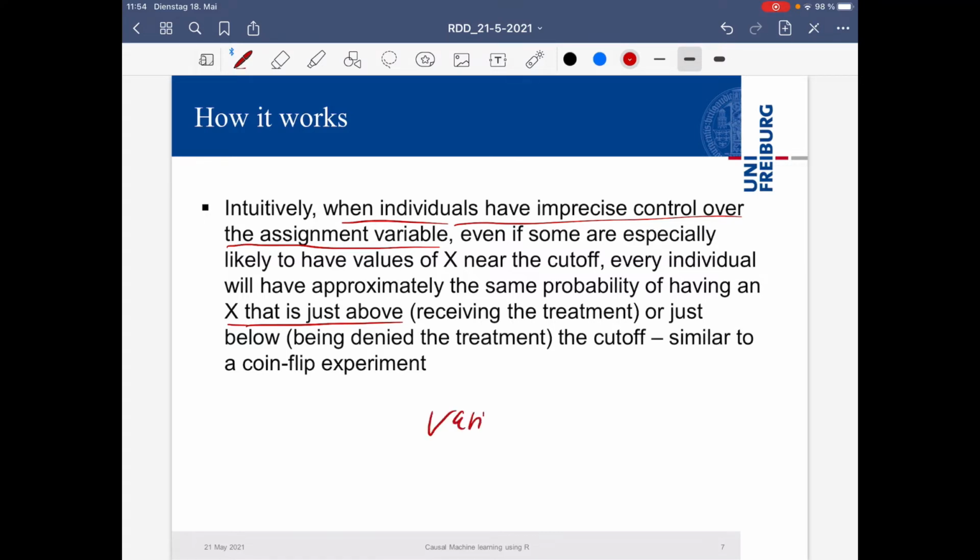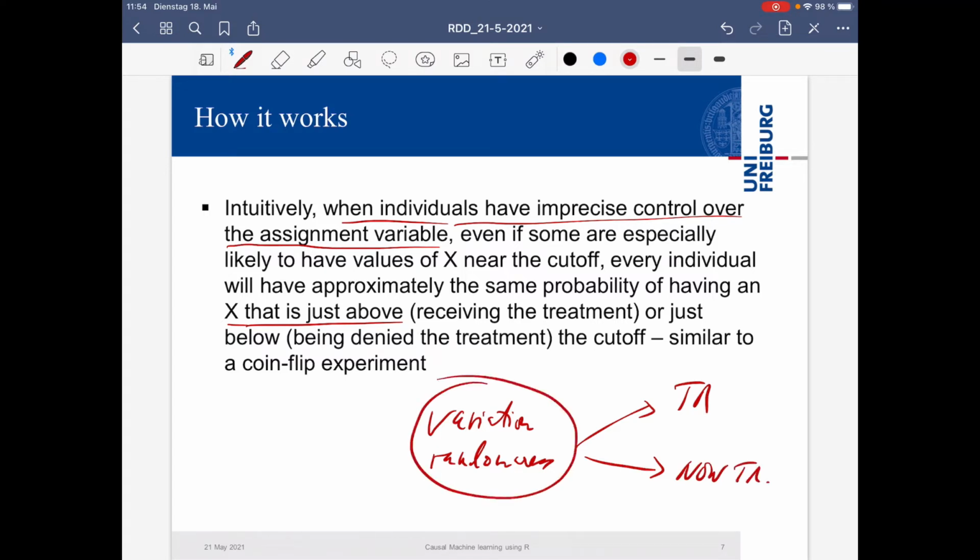So you always need some variation or randomness that you get the treatment or you do not get the treatment. So there you need some randomness, variation, that you're either assigned to the program group that gets the treatment or the control group that does not get the treatment. If there is such a randomness due to the design, then you have a plausible identification strategy.